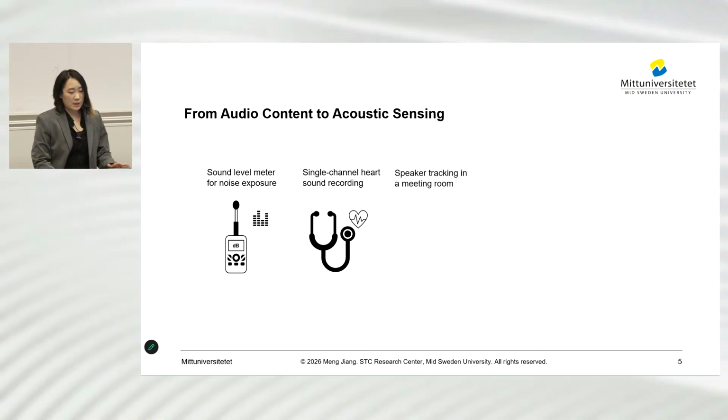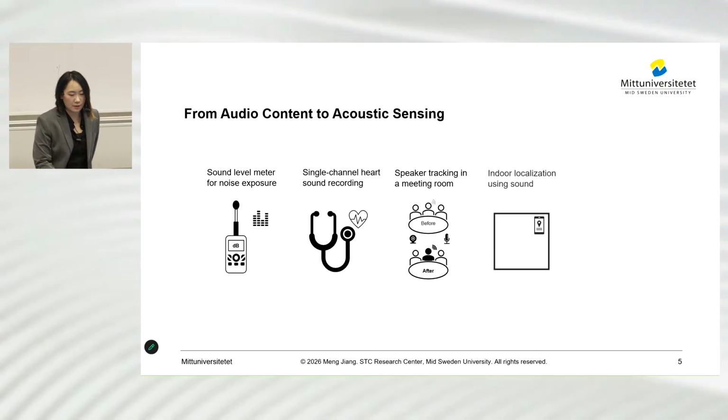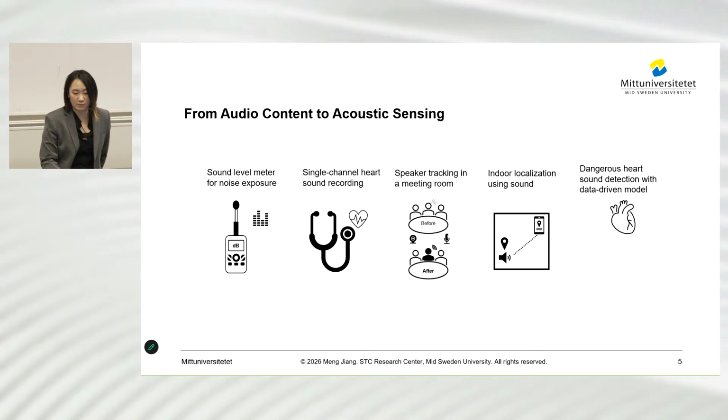And then we have speaker tracking in the meeting room. The system could decide where to point the camera or which microphone to prioritize for clearest audio. And then we have indoor sound source localization for location-based services. And then we have, in the last, dangerous heart sound detection with a data-driven model.